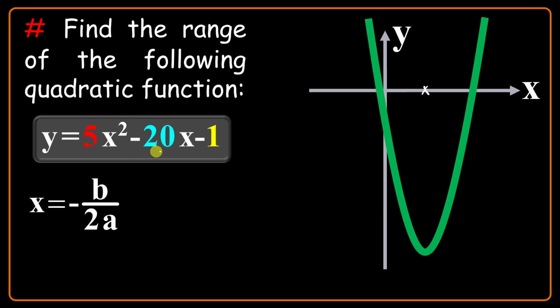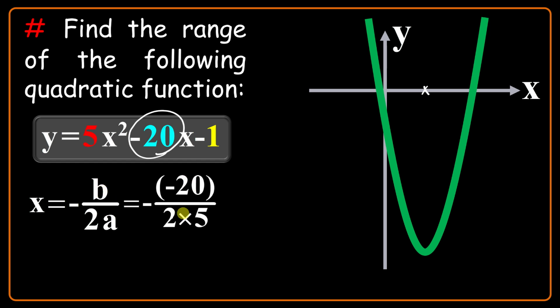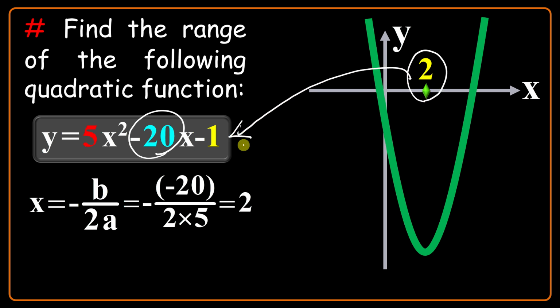-b/2a. b is -20. I substitute the values. 20/10 will be 2. So, okay, the x value is 2. The next step is this. I should put the 2 in this equation. And then we will find the y here.